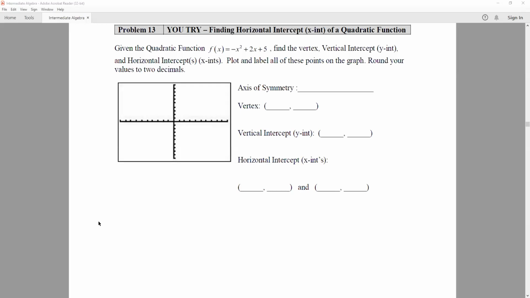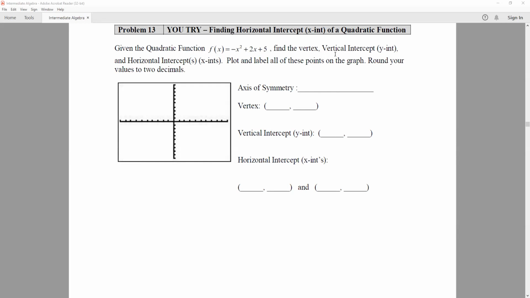Hello, everyone. So we are in lesson 5, and I want to go over some of these problems in the book. Now, I want to start from problem 13. And in problem 13, we have a quadratic function, negative x squared plus 2x plus 5.